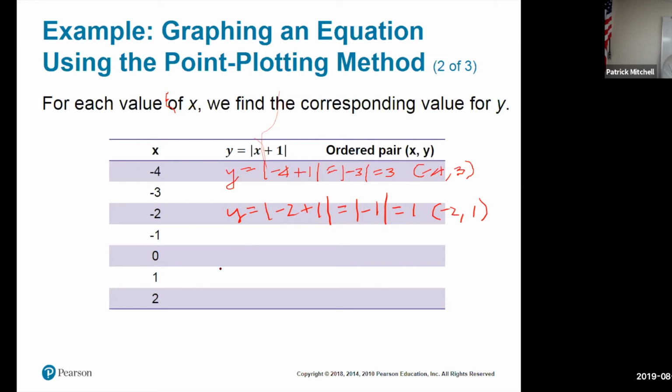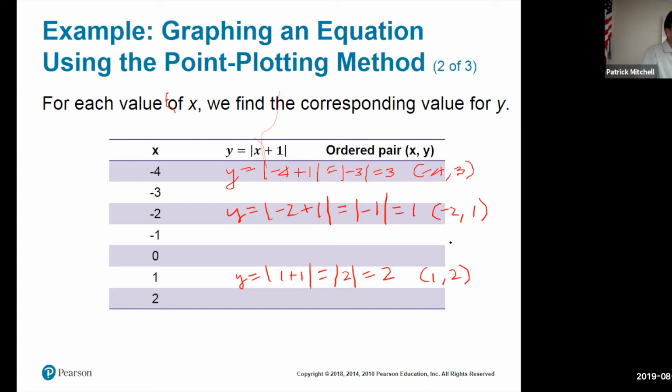I think I'll skip down now to a positive number. Let's say 1. Y equals the absolute value of 1 plus 1. 1 plus 1 is 2. The absolute value of 2 is 2. That's what absolute value does, right? It changes negative numbers to positive, but it leaves positive numbers alone. Okay, so 1, comma 2.